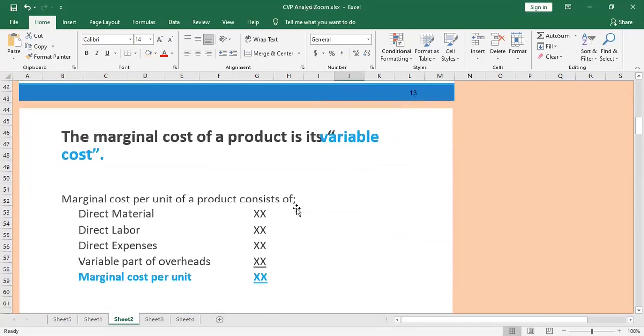So how do you calculate the marginal cost or the variable cost? We take these elements: direct material, direct labor, direct expenses, and variable part of the overhead, and then you get the marginal cost per unit. So what do you mean by direct material, direct labor, direct expenses? The word direct gives you the idea that it is directly related with the main production. Now, if you are producing wooden tables, your direct material would be wood, lumber, because that is the direct material you are using.